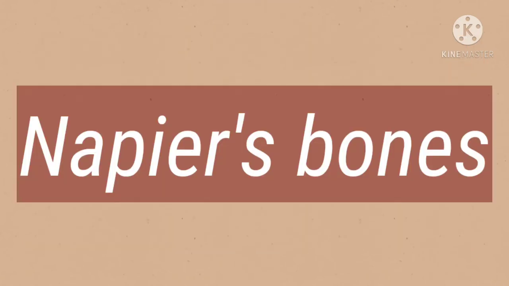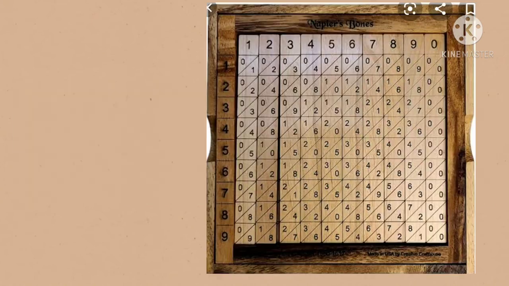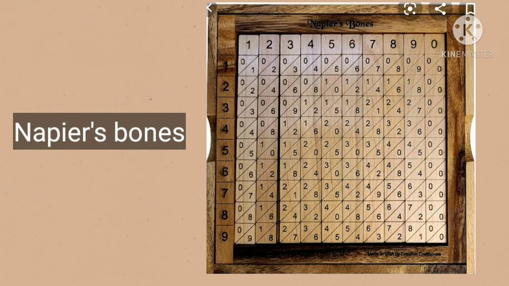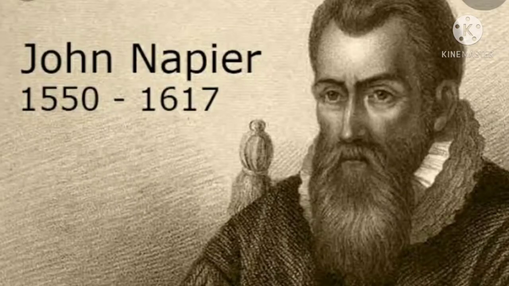Napier bones. Napier bones was invented by John Napier in 1617. Napier bones was mainly used for multiplication.